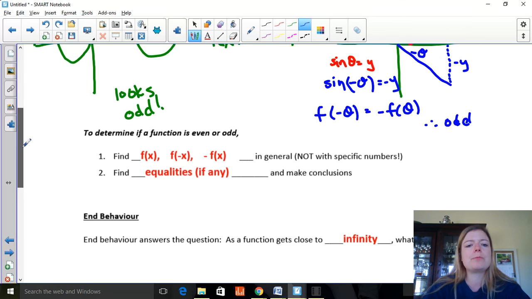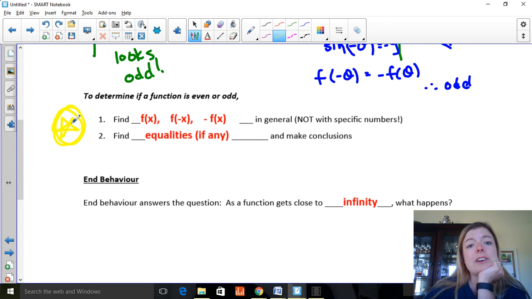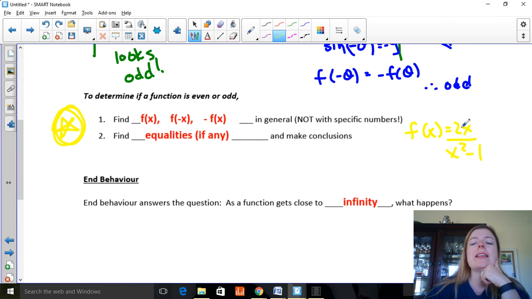This is super important though, because I often have students doing this wrong. On the test, I will ask you, is this function even or odd? And what you cannot do is put in specific numbers. So if I give you a function like something really weird looking, you can't just say, let me just put in 1 and see if it spits out the same number, whether I put in 1 or negative 1. You can't do that, okay?